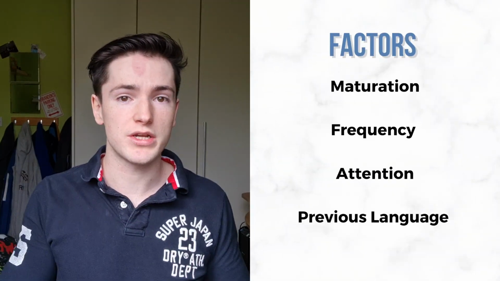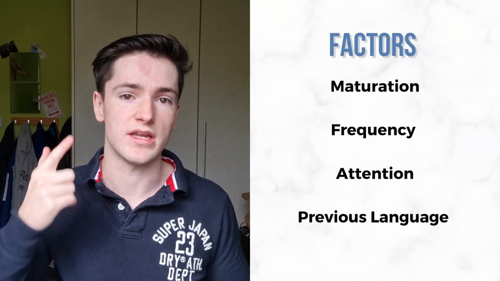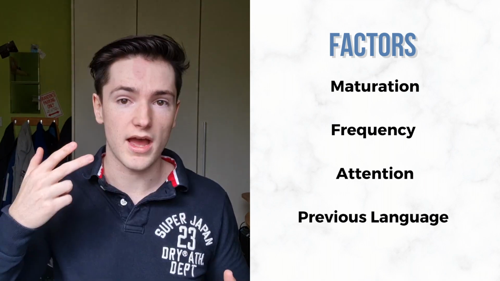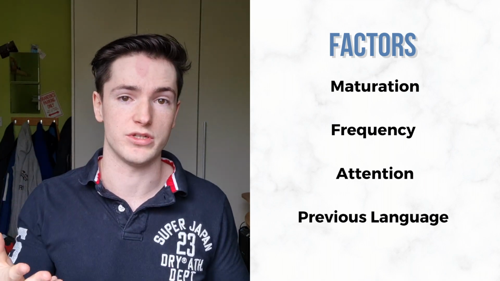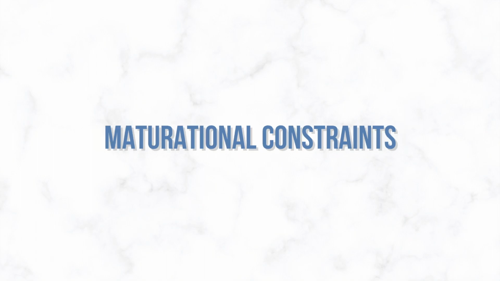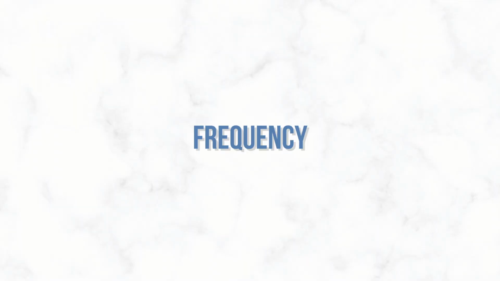There are many factors that influence your second language development and vocabulary acquisition. These include maturational constraints, the frequency, the attention paid in the language, and of course your previous languages or language. So the first one is maturational constraints, to learn a language as you get older. And of course this is particularly important for certain parts of language learning. However, vocabulary acquisition is not one of them. We repeatedly learn new words throughout our entire life.